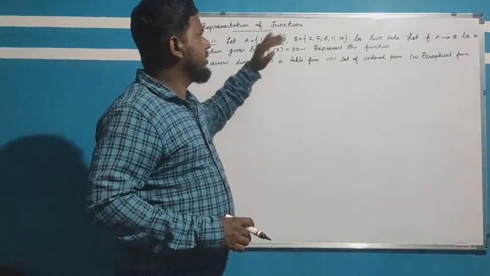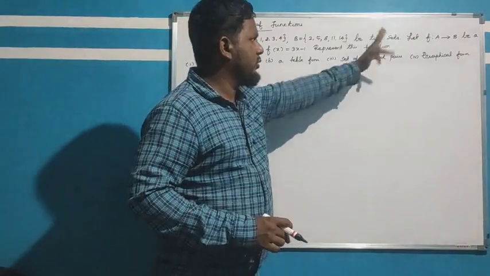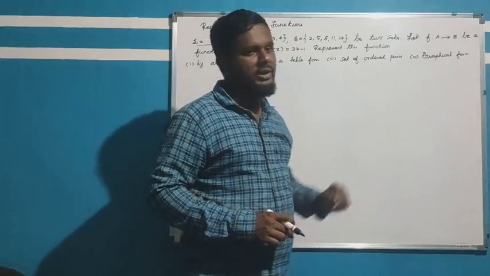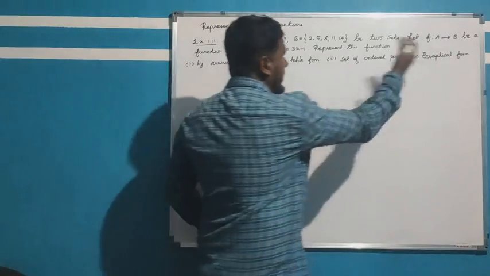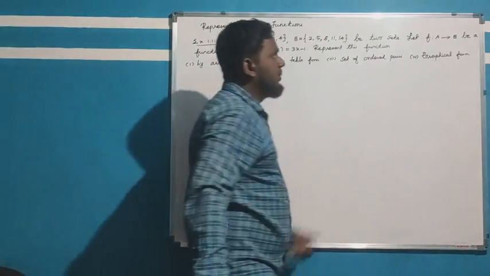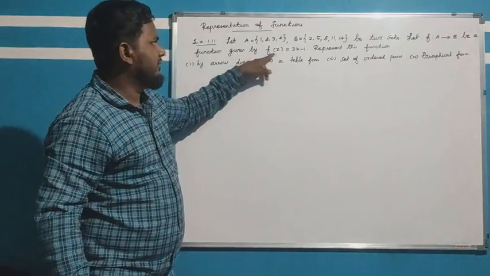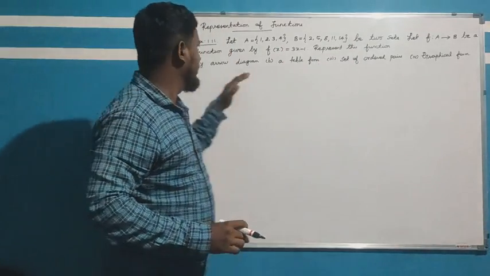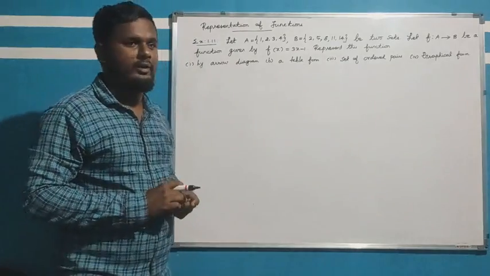Let A and B be two sets. Let f be a function from A to B, given by f of x equal to 3x minus 1. Represent this function.